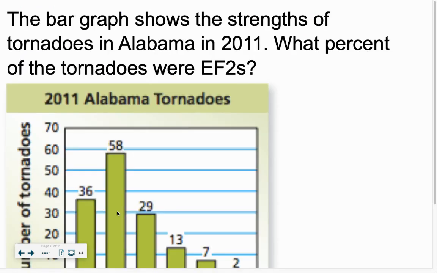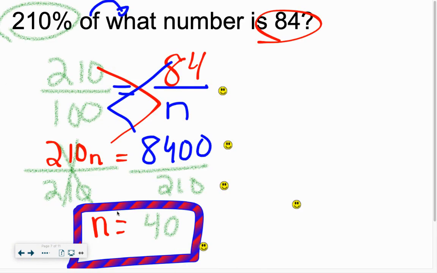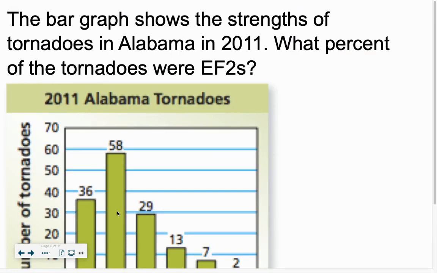Now, word problems, the whole thing we're looking for is these little phrases that we were given here to start with. The bar graph. In your textbook, you might have to find it to the left or to the right, above or below, but the bar graph shows the strength of tornadoes in Alabama in 2011. Here's the question we're looking for. What percent of the tornadoes were EF2s?